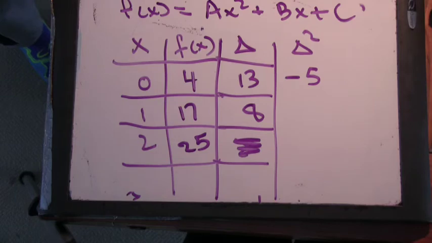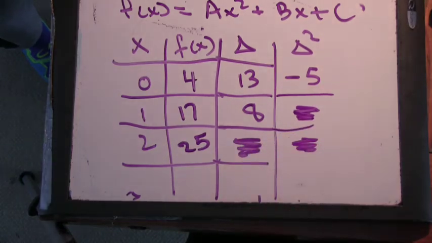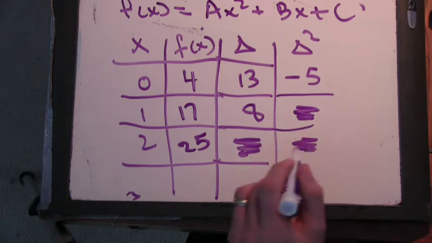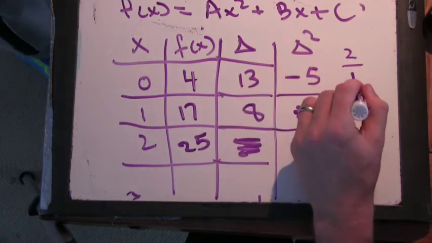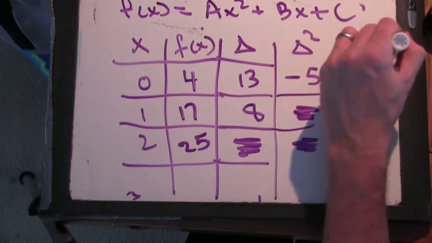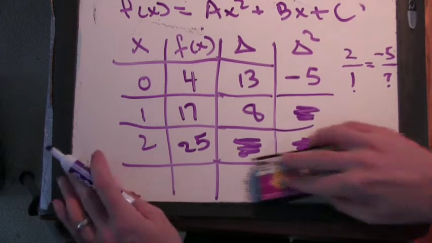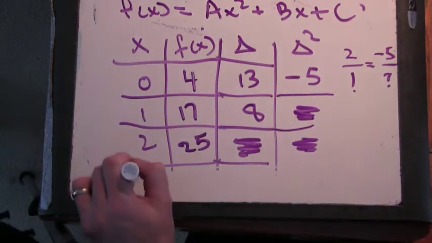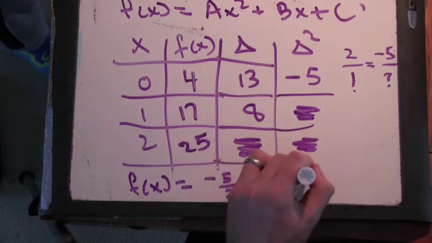I guess 2 is to 1 as minus 5 is to something. So maybe minus 5 halves. That's right, that's very good thinking. You did the ratio. The delta squared of 2 is to the leading coefficient of 1 as minus 5 is to the thing we're looking for. So the leading coefficient is minus 5 halves, and f of x equals minus 5 halves times x squared plus bx plus c.